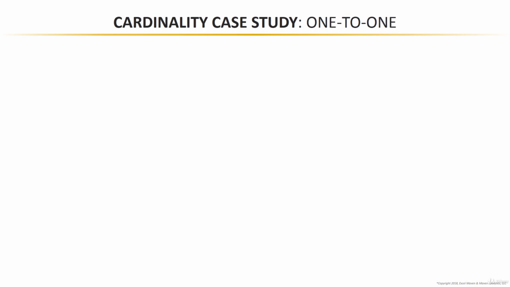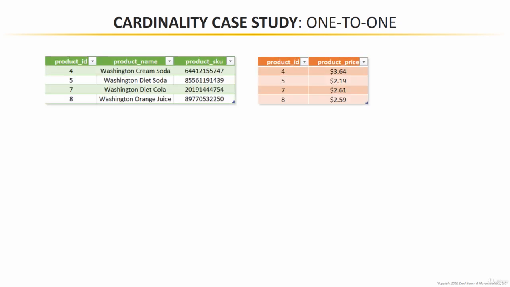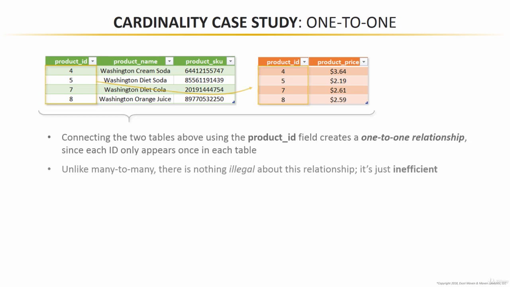Now let's move on to our second cardinality case study, one-to-one. Now compared to many-to-many, this one's not nearly as bad. In fact, you can create one-to-one relationships. They're just a little bit inefficient. So consider these two tables. You've got a product lookup on the left, just like we showed before, but without those duplicate ID number 4 rows. And then almost like a smaller product lookup in orange on the right with product IDs and product prices. So if we were to connect these two based on product ID, we're creating a one-to-one relationship since each ID only appears once in each table.